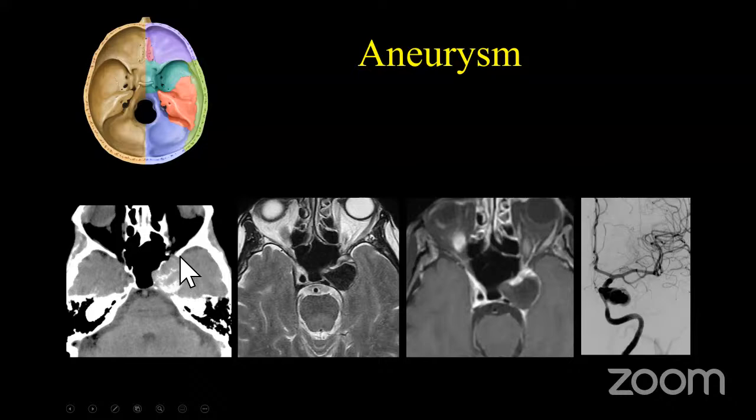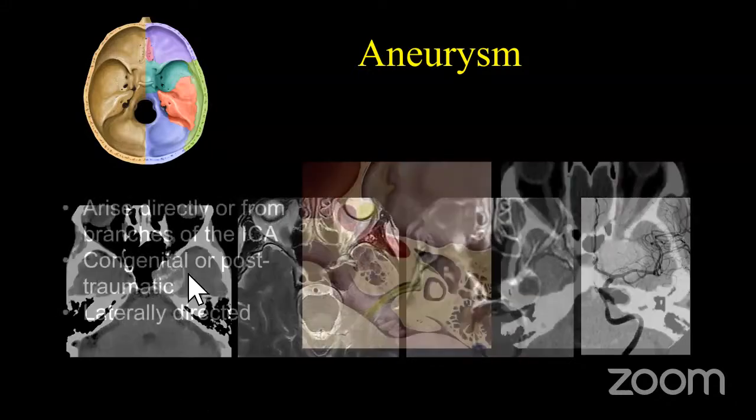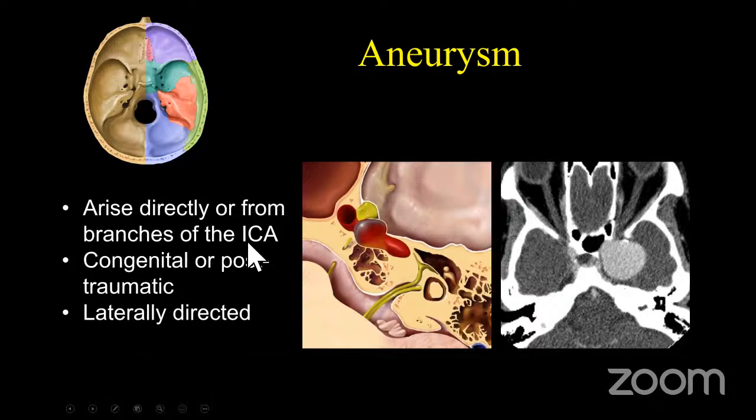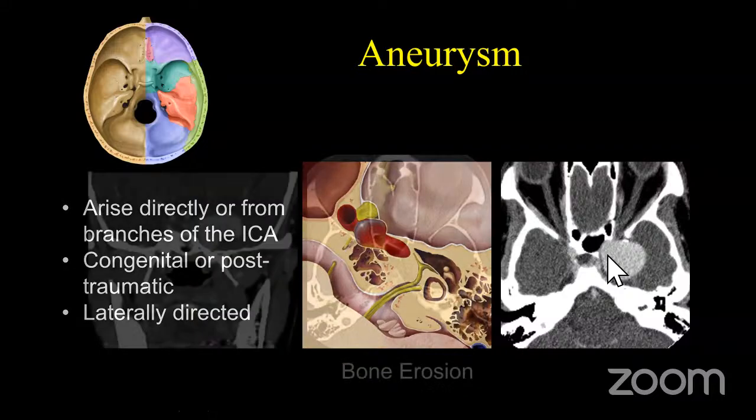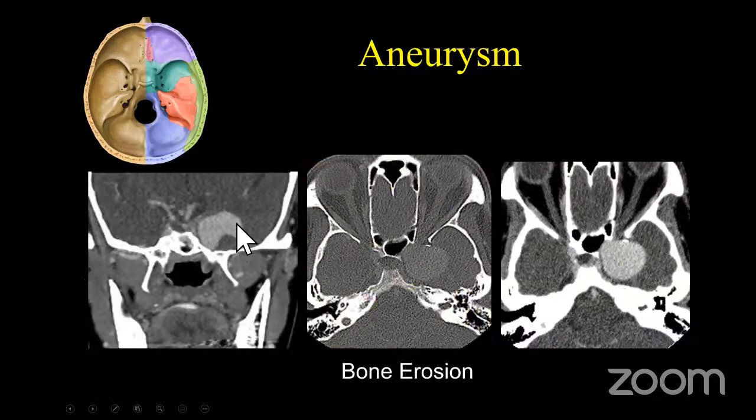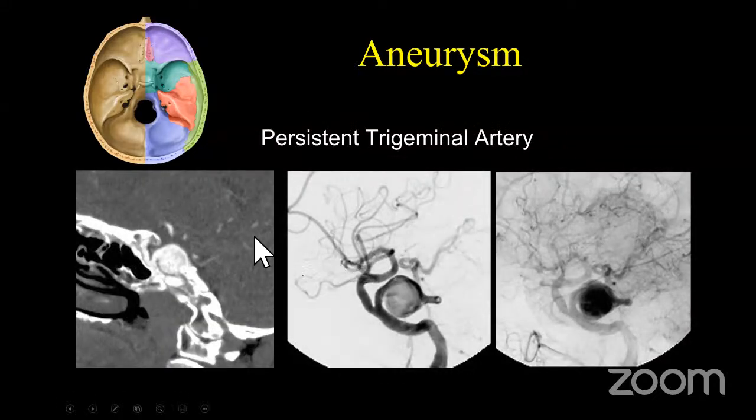So you can have these parasellar masses that can expand the central skull base. You can see the various calcifications. And these are felt to directly arise from branches of the ICA. They can be congenital or post-traumatic. And when they arise from the central skull base, they tend to be laterally directed. So this is just a coronal CTA demonstrating the lateral direction. And this is an example demonstrating the bone erosion that can be associated with these central skull base aneurysms. And here you can see expansion of the lateral aspect of the sella. This was an unusual aneurysm arising from the parasellar region. This was arising from the persistent trigeminal artery.